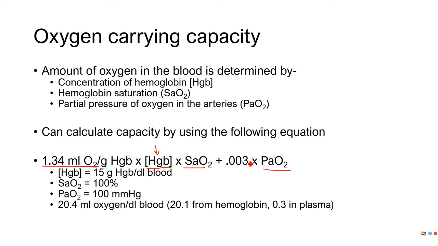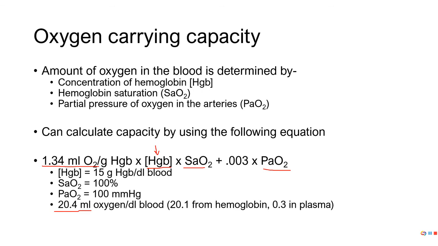And then the partial pressure, just depending on where you're at. All right, but saturation, when I'm calculating capacity, will always be 100%. Okay, so if I want to know capacity, I always set saturation at 100%. That's the max. And so in this case, our maximum oxygen carrying capacity would be 20.4 mils of oxygen per deciliter of blood. Or in other words, 1/10 of a liter.